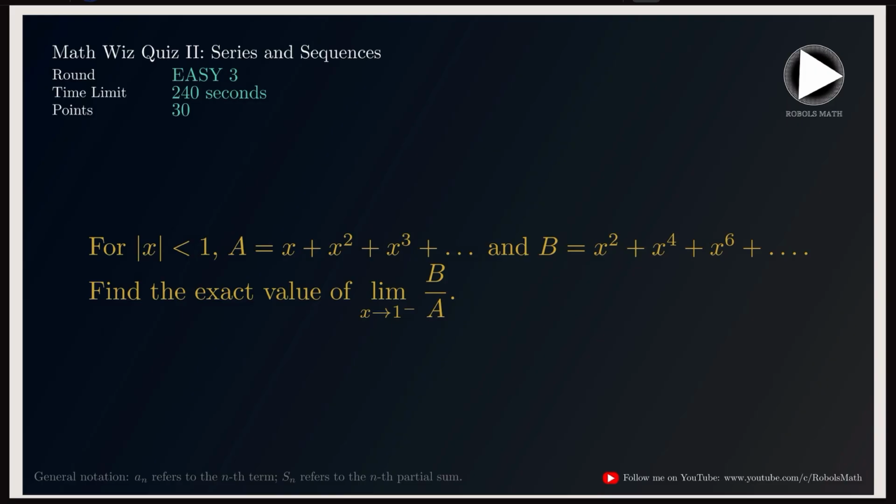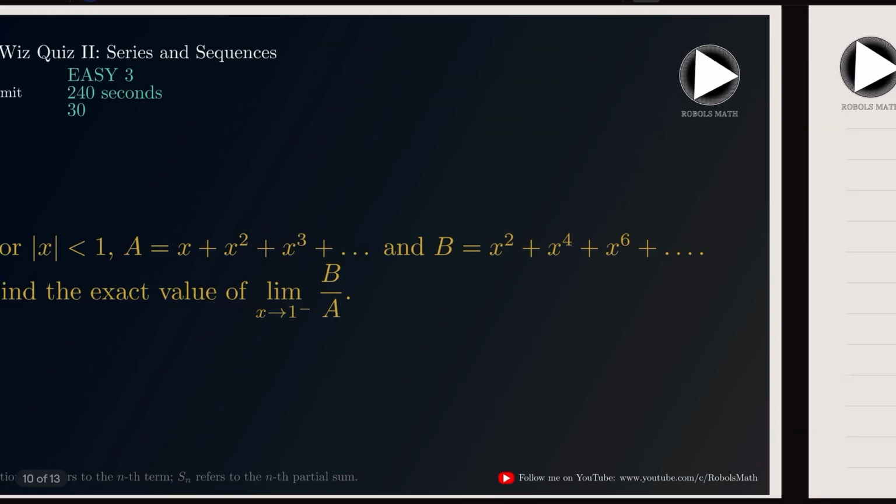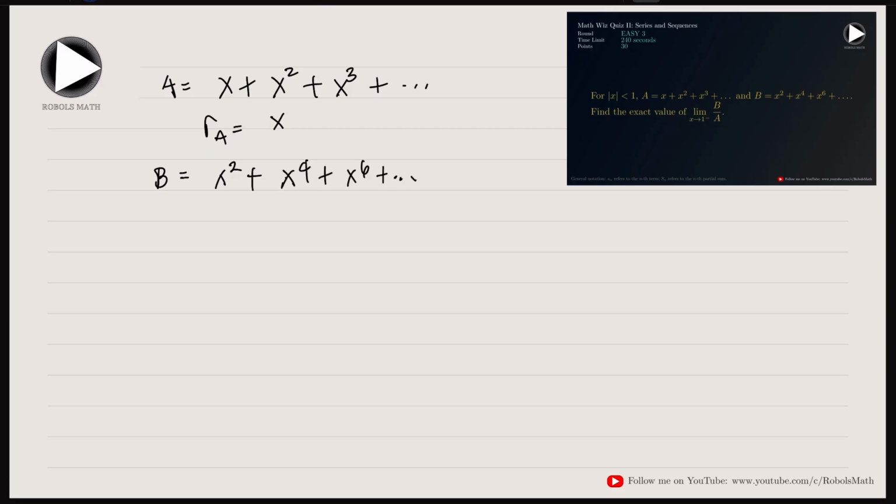Now both a and b are geometric series because each term is a multiple of the previous term. For a, that would be a geometric series with a common ratio of x, because x times x is x squared and x squared times x is x cubed. So Ra equals x. For b, we are given x squared plus x to the fourth plus x to the sixth and so on. So the common ratio here is x to the fourth over x squared, or just x squared.